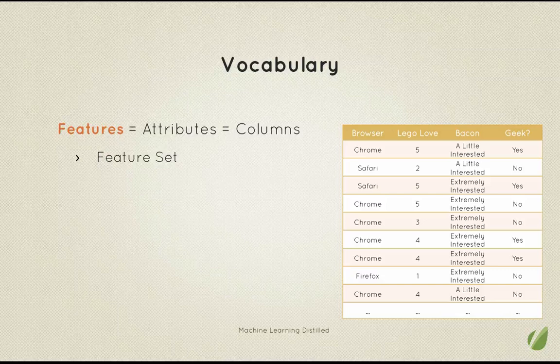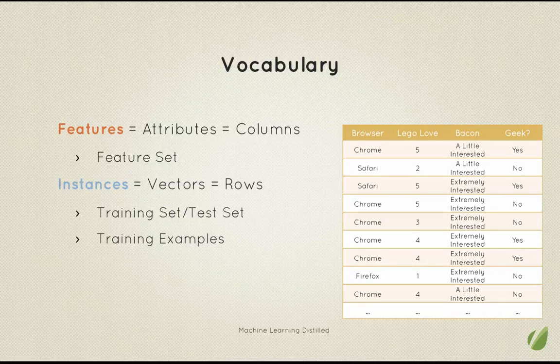First term is feature. A feature is a column or an attribute. In this case, we have 4 features: the browser, Lego love, bacon, and geek. Features are columns. They're attributes of instances in our data set. These instances are also called vectors. They're rows, and they represent different examples from our training set, which we may split into a training set and a test set. So in this case, one particular row, Safari 5, extremely interested, and yes, represents one training example or one instance.